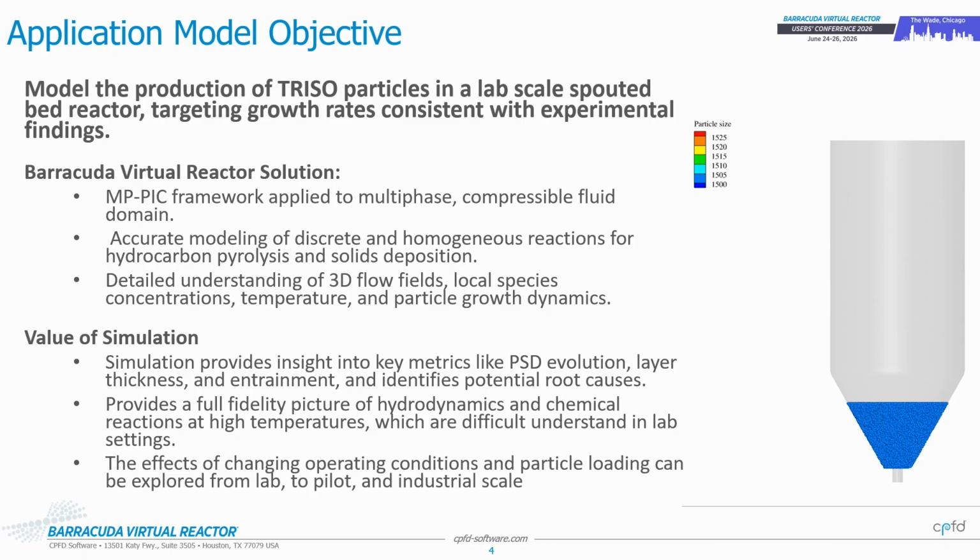For users, this simulation can provide insight into key metrics like the evolution of the particle size distribution and the layer thickness evolution, as well as particle entrainment. And in Barracuda, you can identify potential root causes. You'll gain a full fidelity picture of the hydrodynamics and chemical reactions at high temperatures, and this is difficult to do in lab settings. The operating temperature of this reactor is around 1,000 degrees Celsius, so it's much easier to do in CFD.